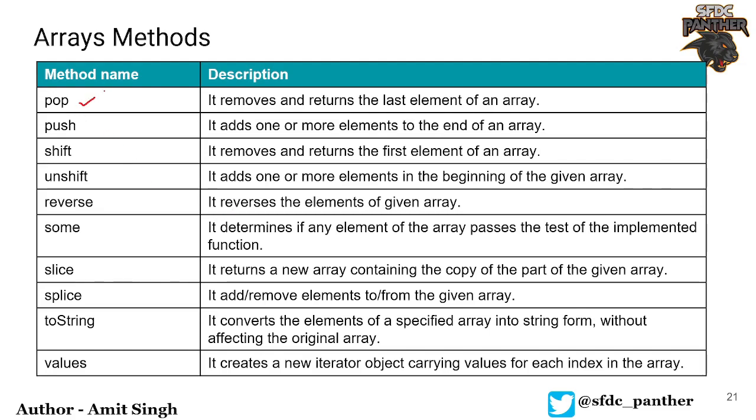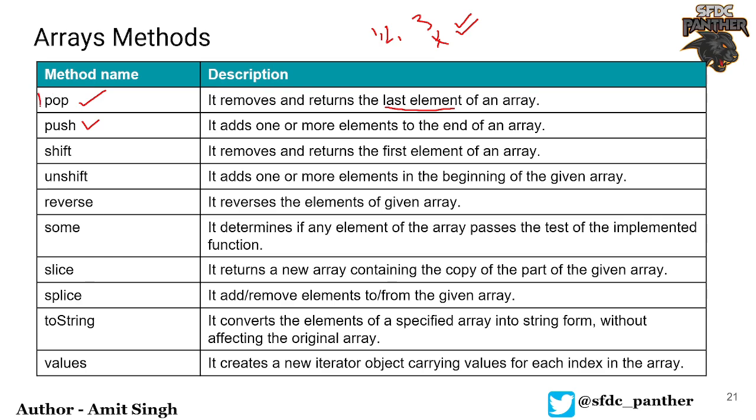So we have got the pop and push methods. Pop is basically going to remove the last element of your array. So if you have an array like 1, 2, 3 and you perform a pop operation, it is going to remove the number 3, which is the last element of your array. When we talk about push, it is going to add an element after whatever the last element is, pushing that element into the array.